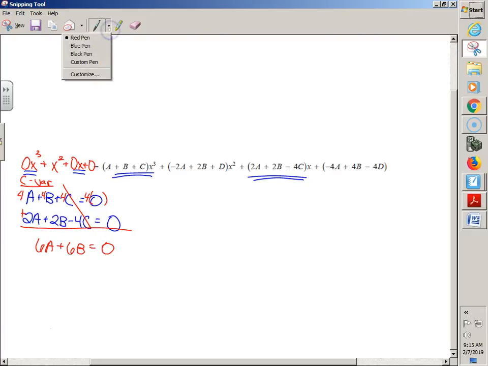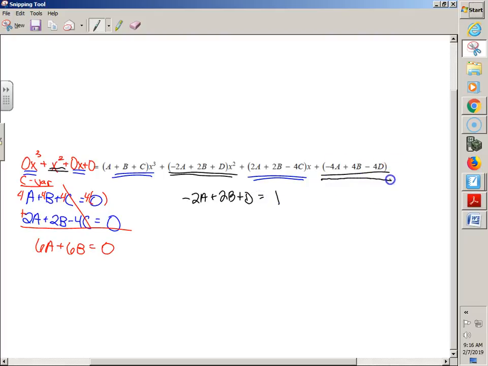Now I'm going to go ahead and go steal someone else. Let's see, what else do I have? I have x squared terms. And I actually have one of those. So I'm going to say my negative 2a plus 2b plus d is equal to 1x squared. There's another set of a, b, d's. Go steal him, and that's going to need to be my constant, which is 0. So that'd be negative 4a plus 4b minus 4d equals 0.